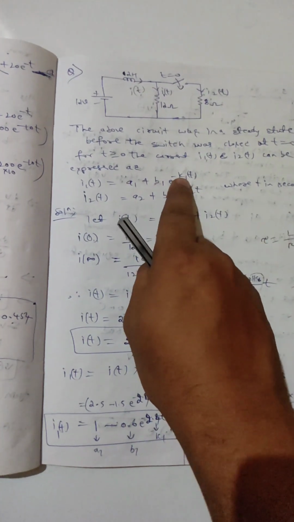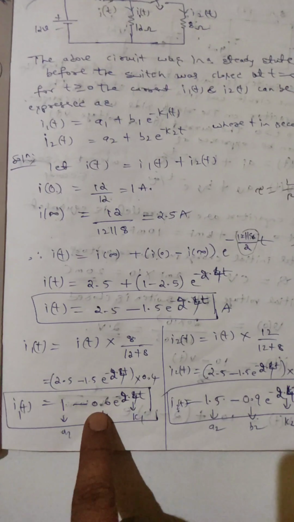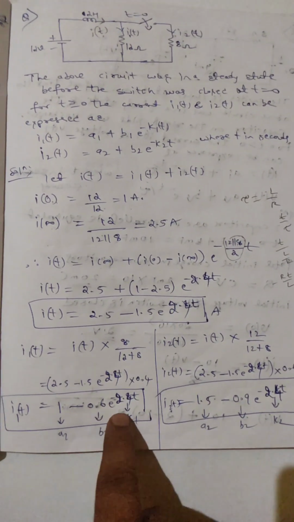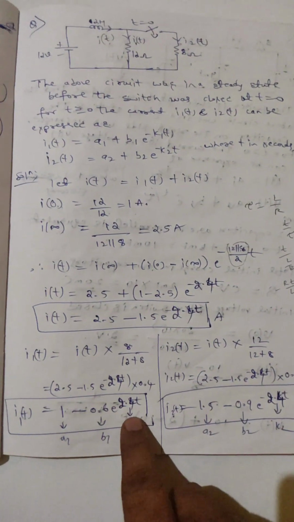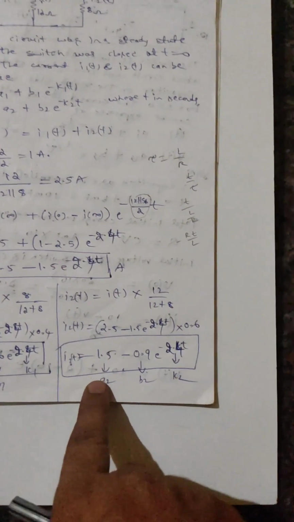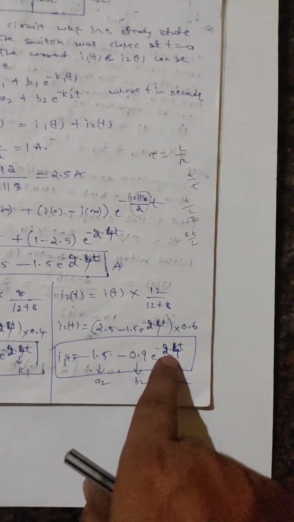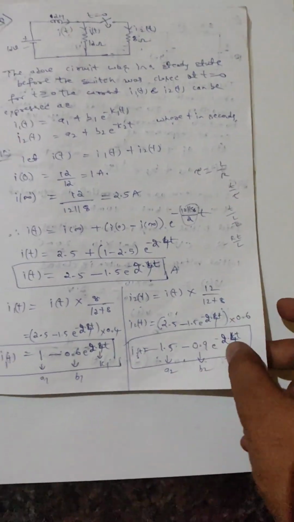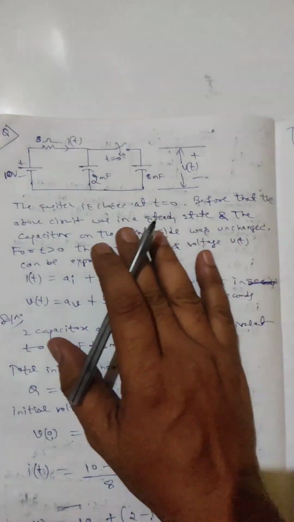A1, B1, K1 values, A2, B2, K2 values. So A1 is 1. What is the B1 value? Minus 0.6, because they gave plus B1. Next, what is K1? K1 is 2.4. A2 is 1.5, B2 is minus 0.9 and K2 is 2.4. So like this, we completed the second numerical. The method of solving this numerical and the previous one is the same.